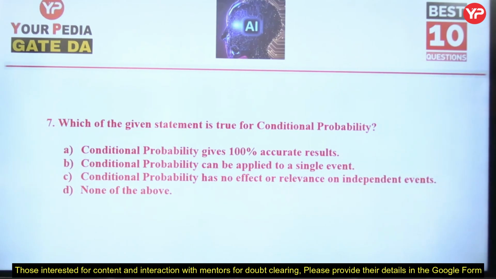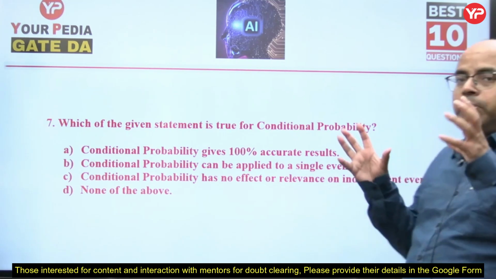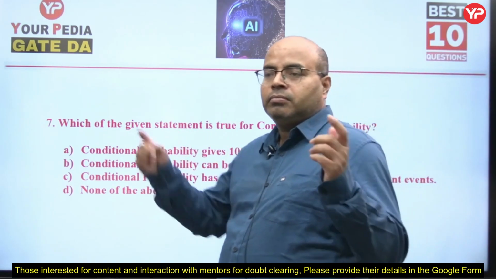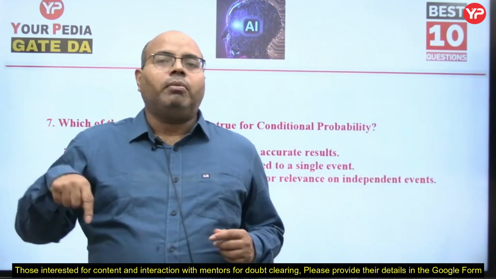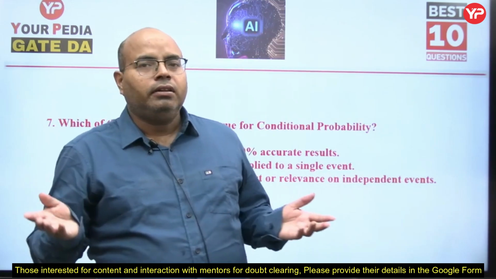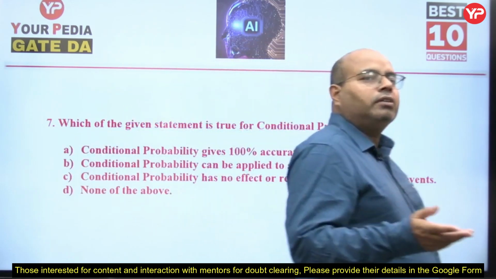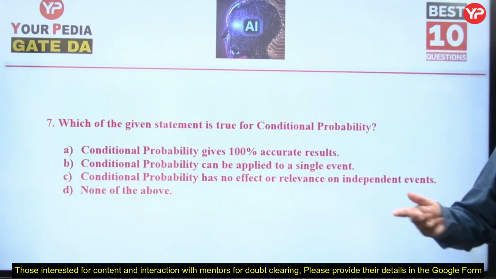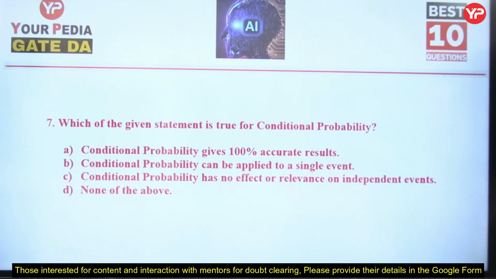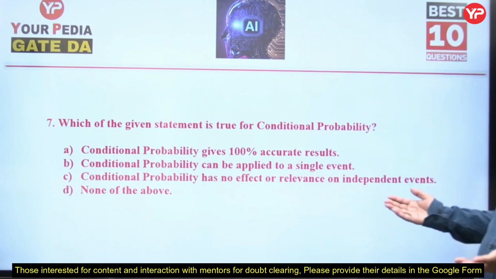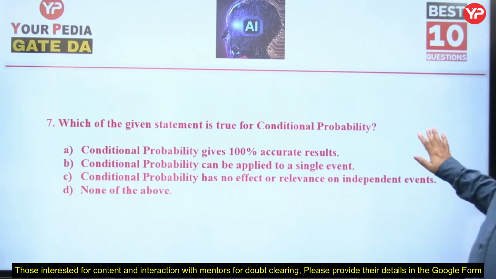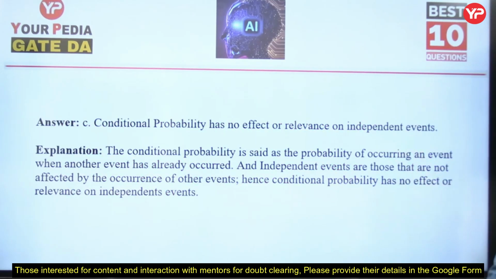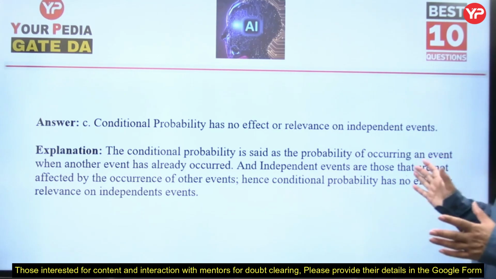Conditional probability has no effect or relevance on independent events. Yes, if two events are independent, separate, then nothing is common, so the conditional probability will be the same, meaning it will not have any effect. It will be equal to the probability of those events. So that's the answer. Conditional probability has no effect or relevance on independent events.